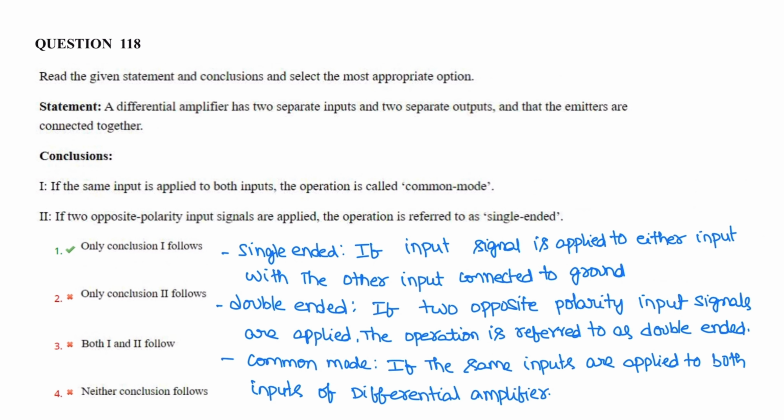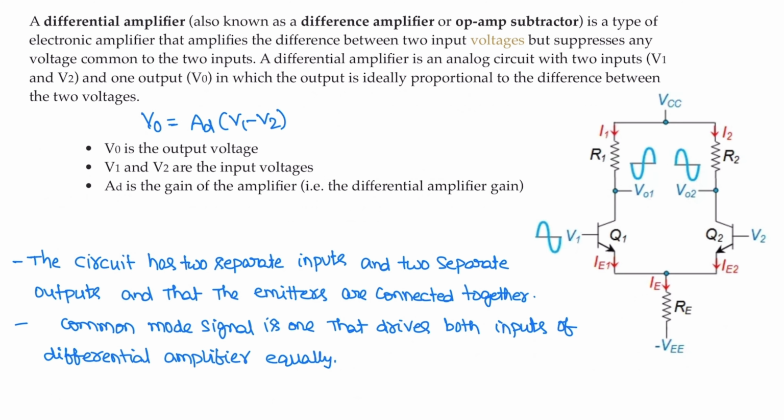Next question. The differential amplifier has two separate inputs and two separate outputs, and the emitters are connected together. So the statement is correct. It has two separate inputs V1 and V2 and two separate outputs VO1 and VO2 with emitters connected. So the statement is correct. So this is a differential amplifier.